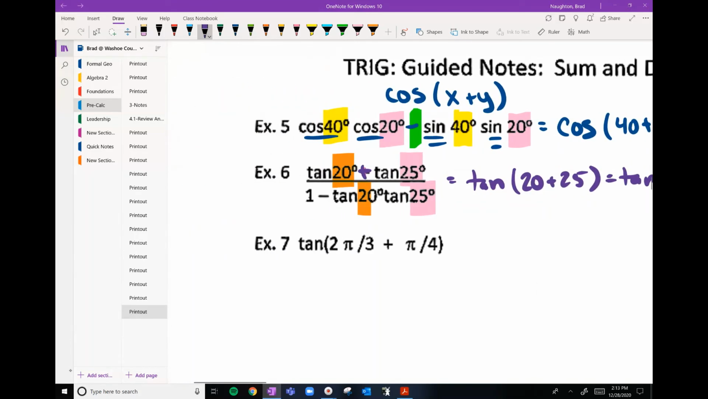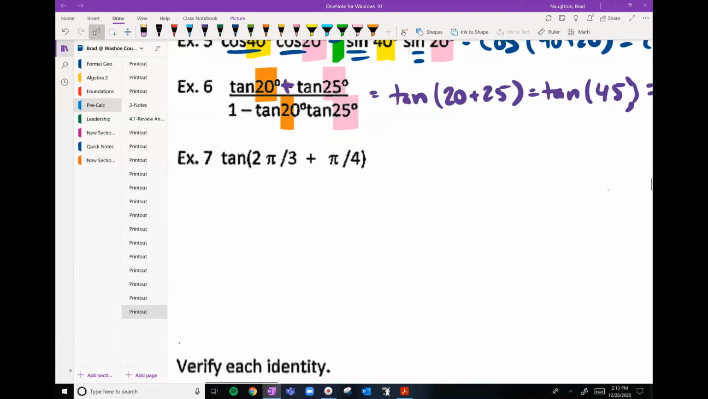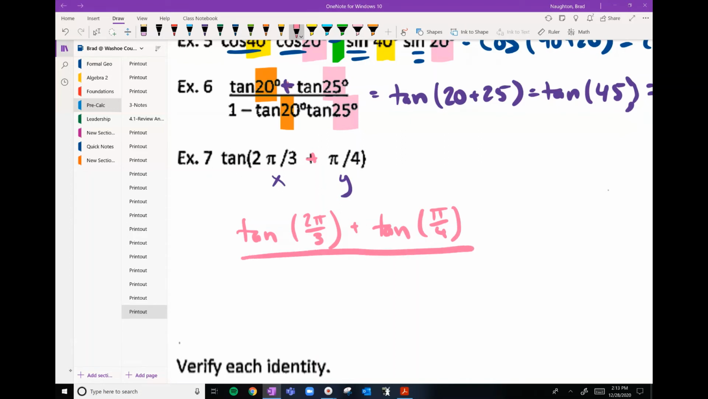Alrighty. So number 7 is another example where you guys are going to take your algebra and run with it. So my friends, we have our x and our y all set. We have our plus, so we know it's going to go tangent of 2 pi over 3 plus tangent of pi over 4. Let's just worry about the top first.